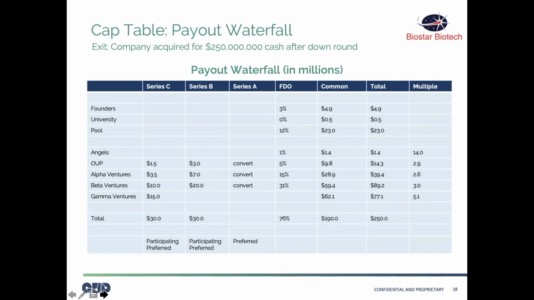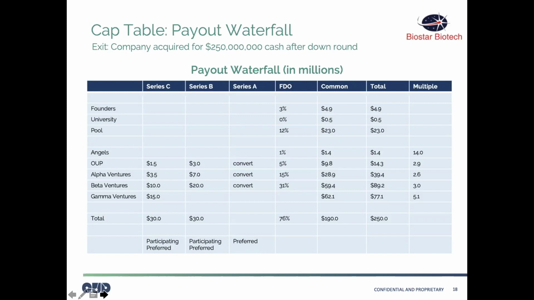So we start again with Series C. Remember, this is participating preferred, so that Series C 1X, so 30 million comes off the top. And you can see that that comes back to the investors according to the amount they invested. So that 250 million is now 220 million. Series B was participating preferred as well. Another $30 million comes off the top after the first 30. So that takes it down to 190 million.